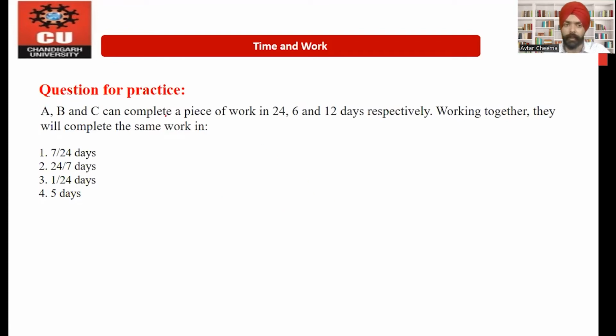A, B, C can complete a piece of work in 24, 6 and 12 days respectively. Working together, they will complete the same work in how many days? We have to find the number of days. So A can complete the work in 24, B in 6 days, C in 12 days. So now I'm taking the LCM. What will be the LCM of these three?